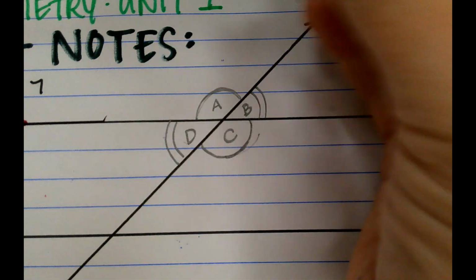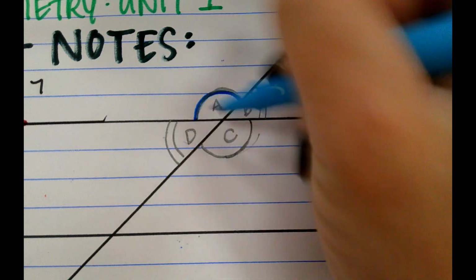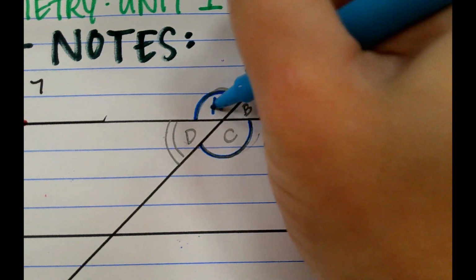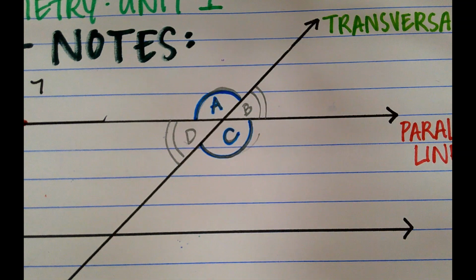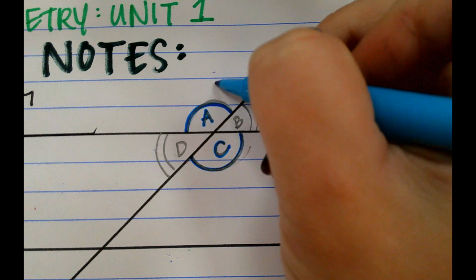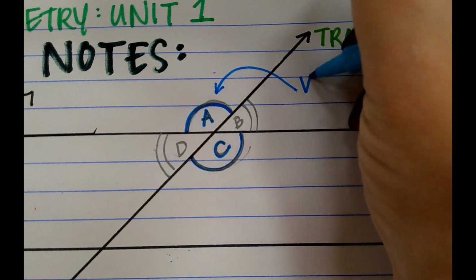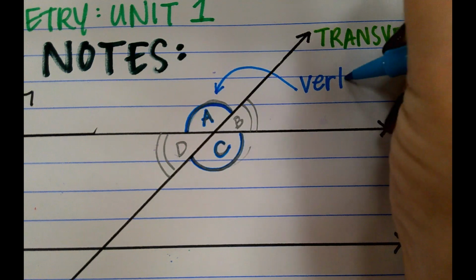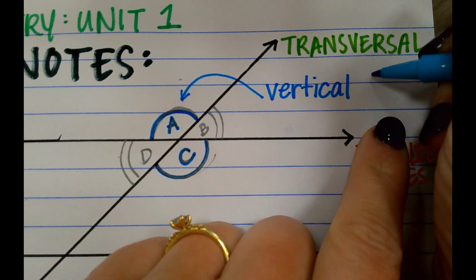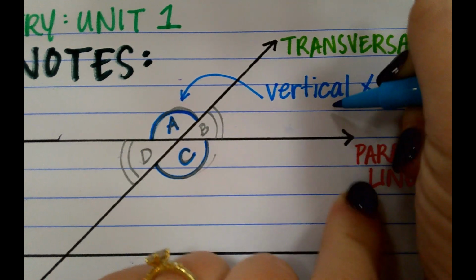So I'm going to use colors now. I'm going to make A and C blue. And I'm going to point there and say vertical, V-E-R-T-I-C-A-L. Vertical angles are equal.